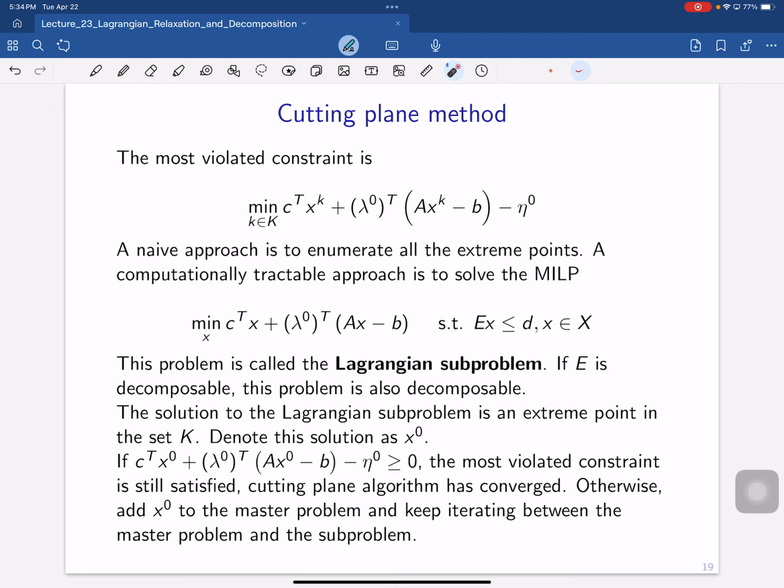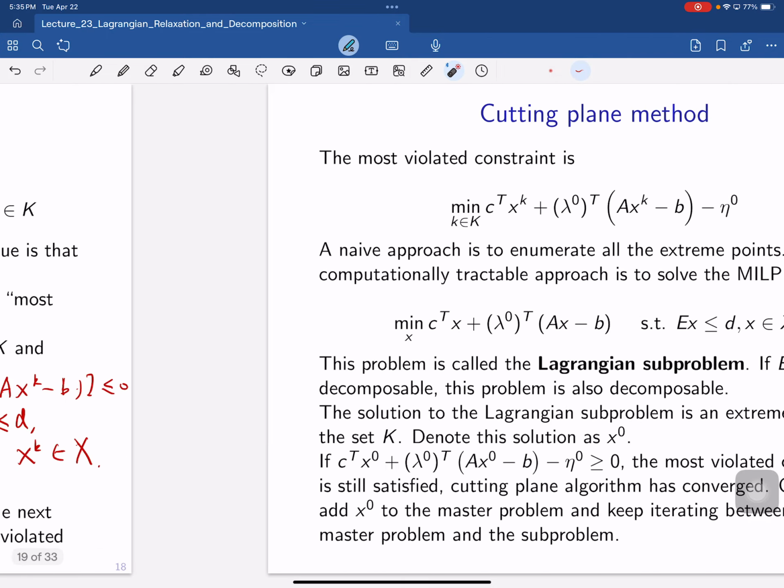So here it is a minimization problem over the easy constraints. This problem is called the Lagrangian subproblem. If E has a decomposable structure, this problem is also decomposable. And then the solution is an extreme point. If you find the most violated constraints are still satisfied, then this cutting plane method will converge. Otherwise, you add the x0 to the master problem and keep iterating between the master and subproblem.